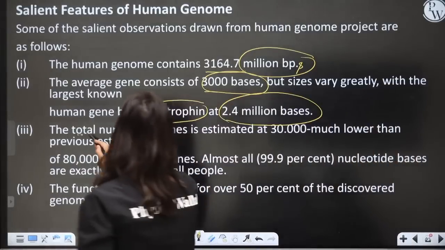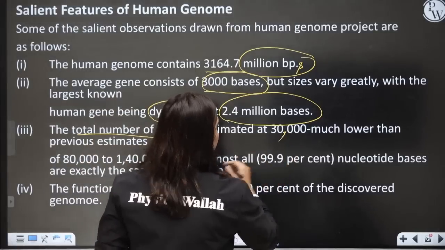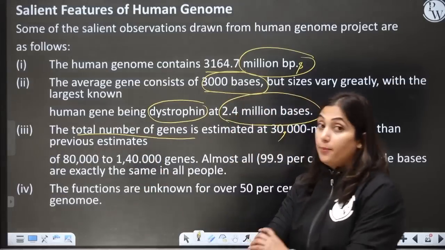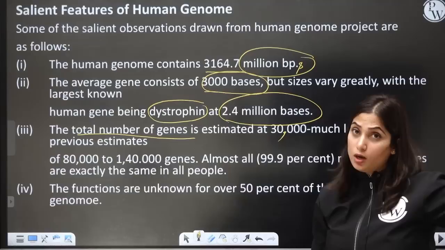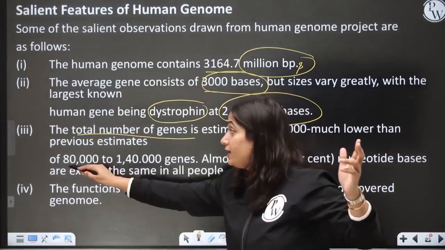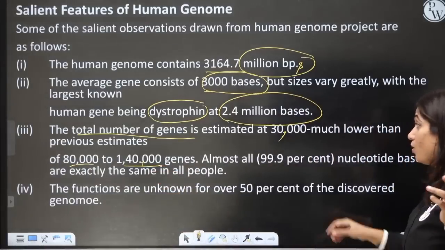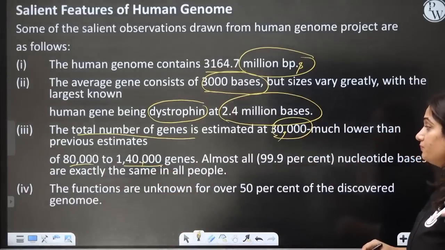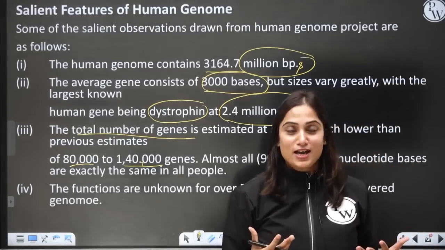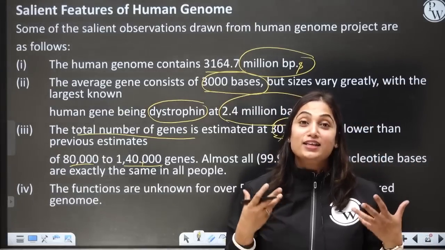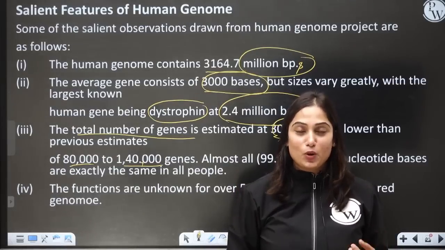The total number of genes found in the DNA was estimated at 30,000 or much lower. But previously, before the Human Genome Project, it was thought that the total number of genes found in DNA could be 80,000 to 1,40,000. But now it is known that they are estimated at about 30,000. And one more important thing: we are all similar. In 99.9% we are all similar. There is dissimilarity in only 0.1% of DNA.